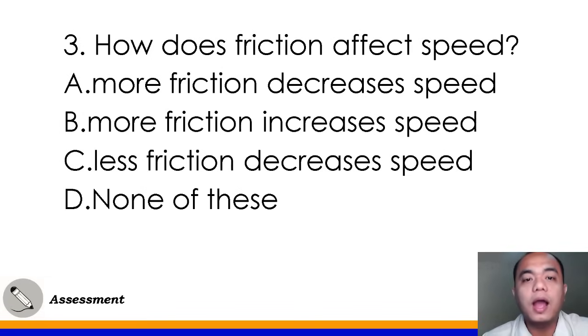Number 3. How does friction affect speed? A. More friction decreases speed. B. More friction increases speed. C. Less friction decreases speed. Or letter D. None of this. The correct answer is letter A. The more friction decreases speed. Ang friction ang dahilan kung bakit humihina or humihinto ang isang bagay.